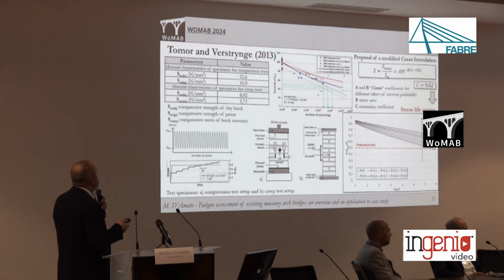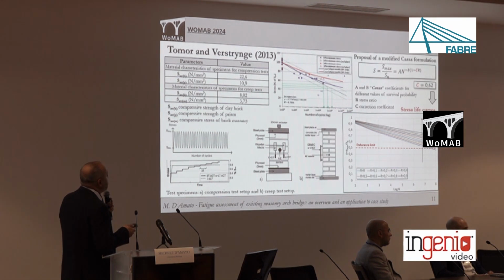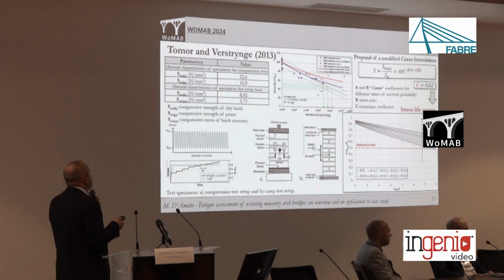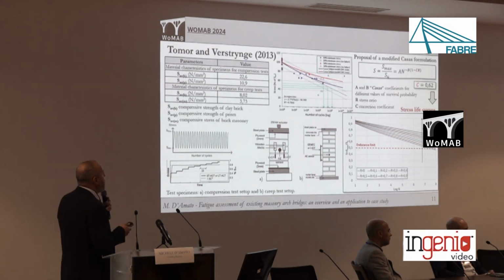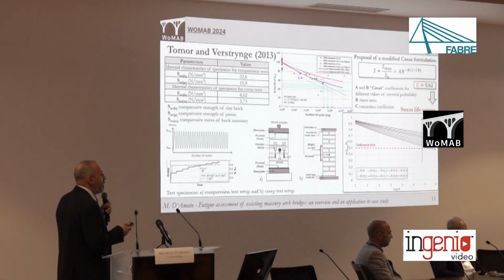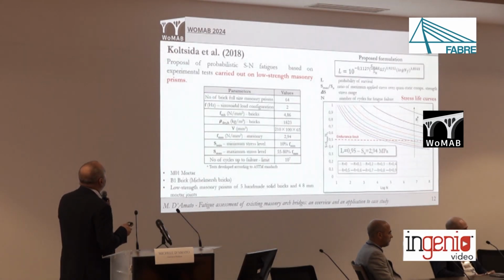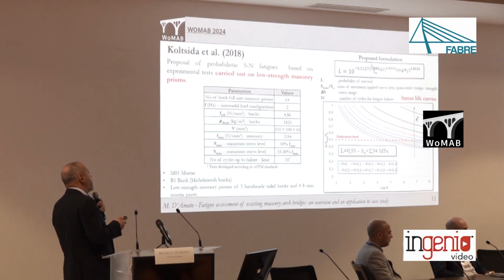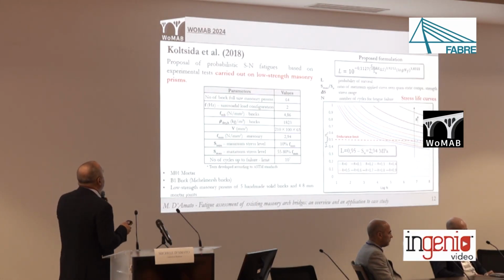Another interesting and comprehensive campaign, more recent, was carried out by Tomor and Vestringe. Here as well, the relationship of the stress-life curves is linear, including the R ratio, and the analytical formulation is quite similar to the one proposed by Casas, slightly different in terms of coefficients, but is as well based on a probabilistic approach. And finally, there is this really interesting experimental campaign.